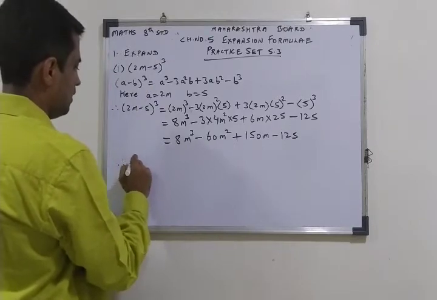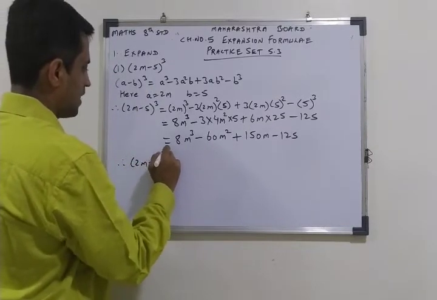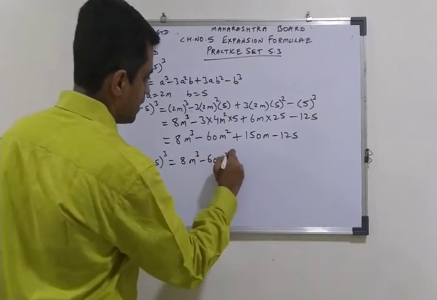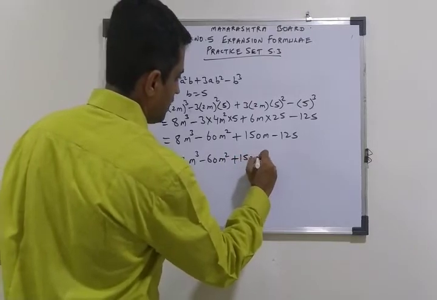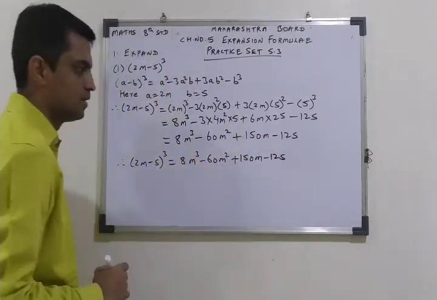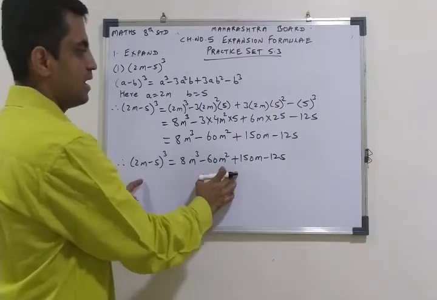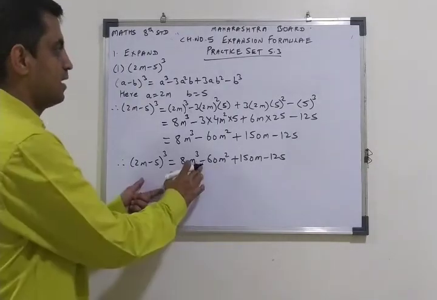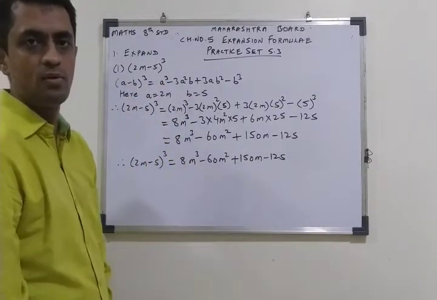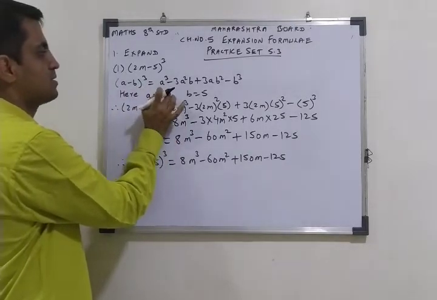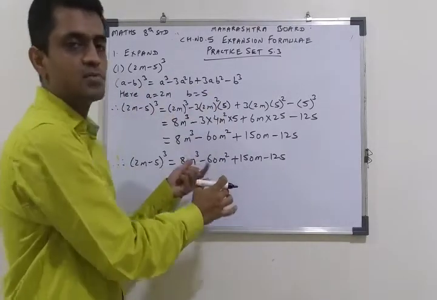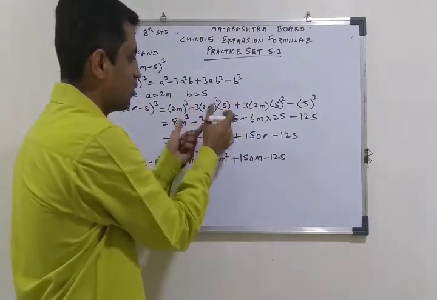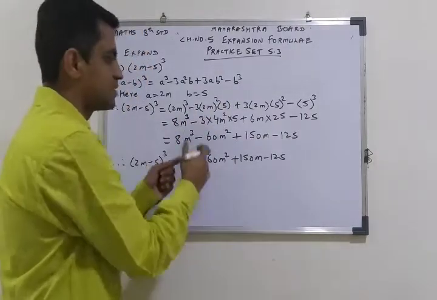Writing the final answer here. 2m minus 5 the whole cube is equal to 8m cube minus 60m square plus 150m minus 125. So this is the answer. Please write the final answer in your paper also, because this gives you the marks. Try to write this formula also, and write this way also. Here a is this, b is this value, so that when you are substituting the value you will get exactly how to do it and how to substitute it and how to do the calculation. So please follow this way.